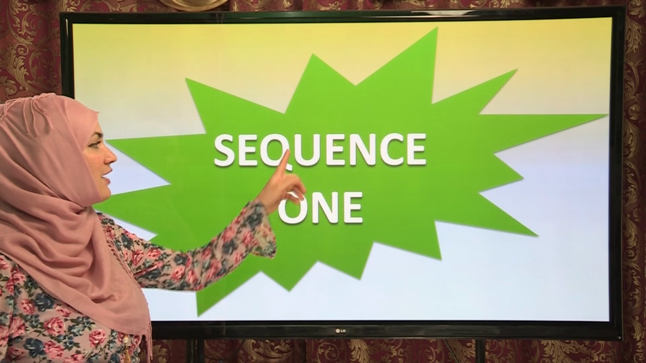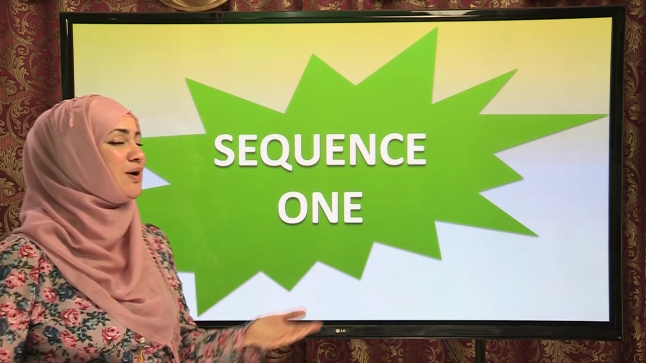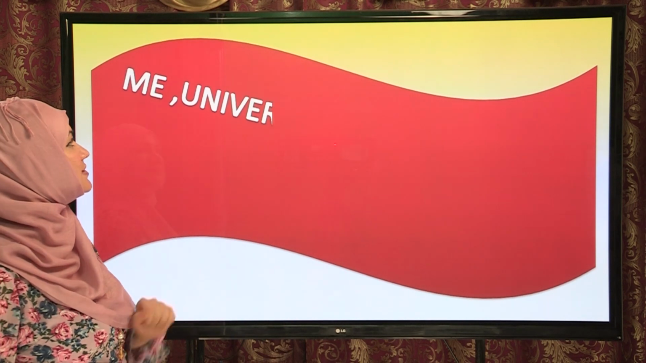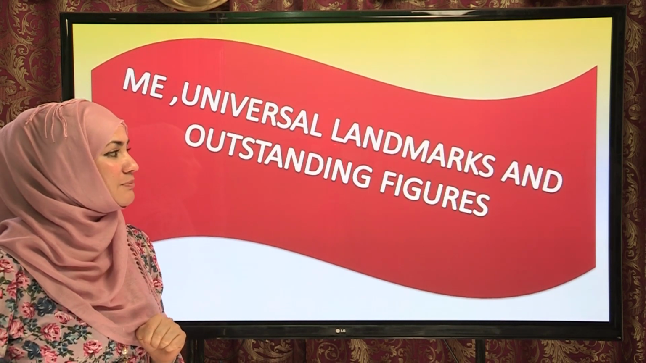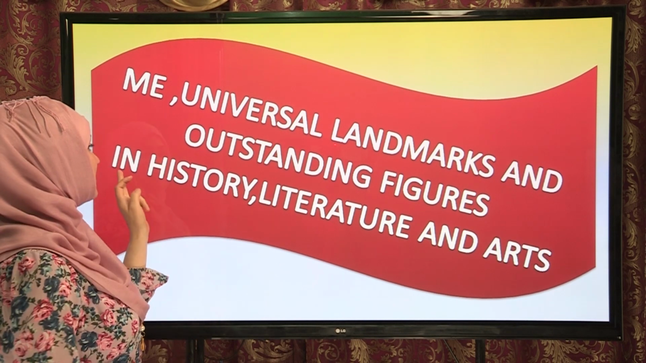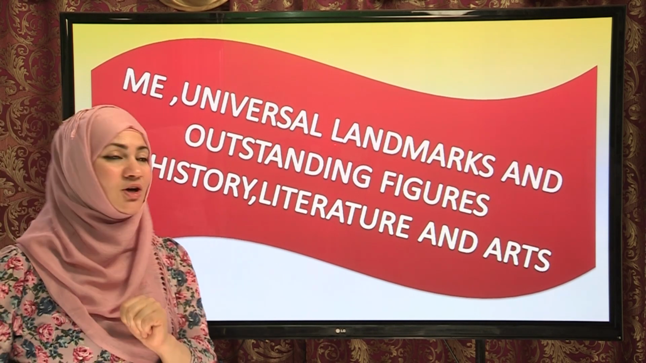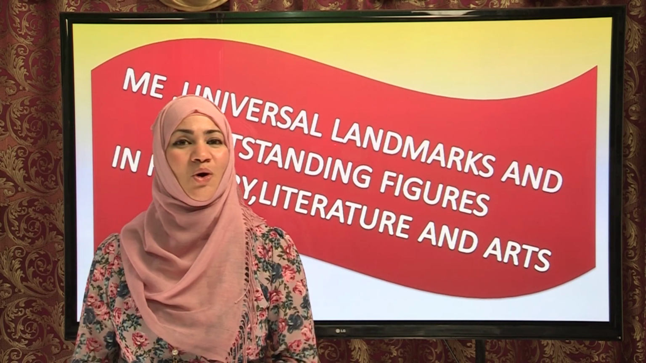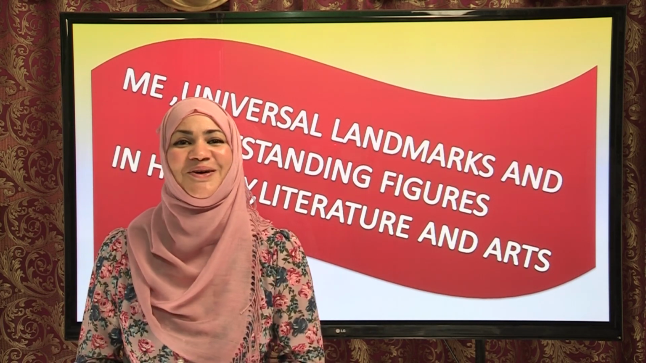Of course, we are going to finish our grammar concerning passive and active form. We are still in your first unit. Before starting the rule and the forms as usual, we are going to remember our unit. We have sequence 1. We see together the title. It was about universal landmarks and outstanding figures in history, literature and art. This is your first unit.